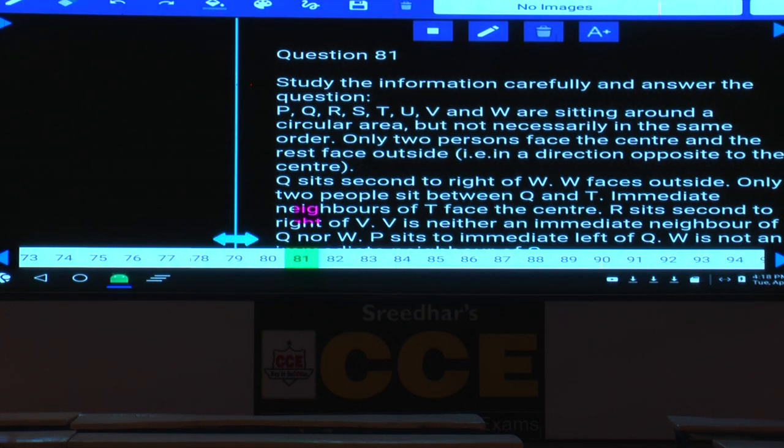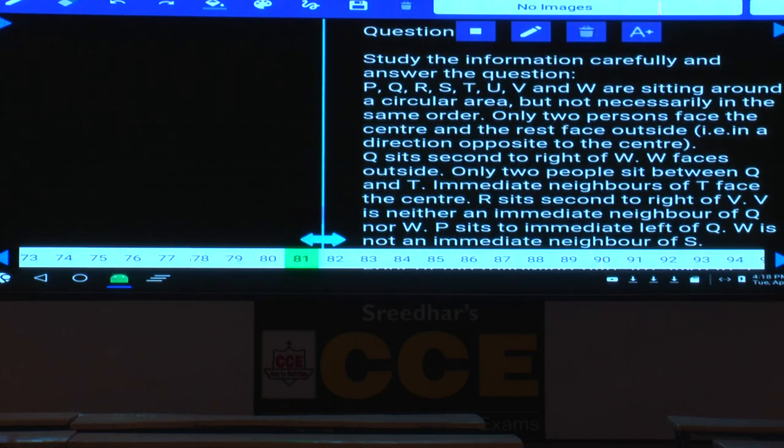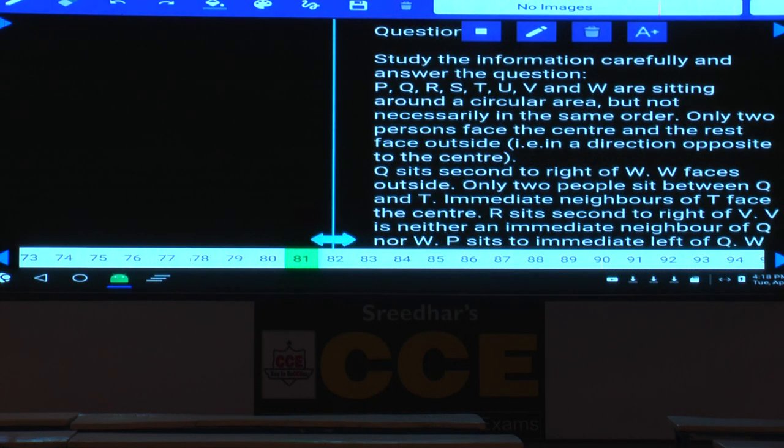And only 2 persons are facing the center. As among these 8 persons, 2 are facing the center, means the remaining 6 persons are away from the center. Done with this? Only 2 persons are facing the center, and the remaining persons are away from the center. Now 8 persons, 1, 2, 3, 4, 5, 6, 7, 8. Then what is the first information here?